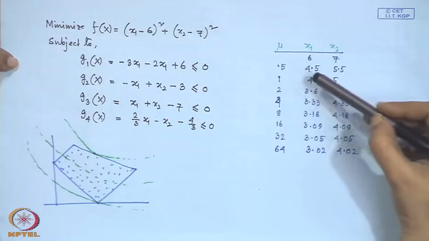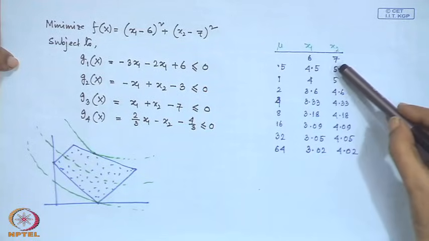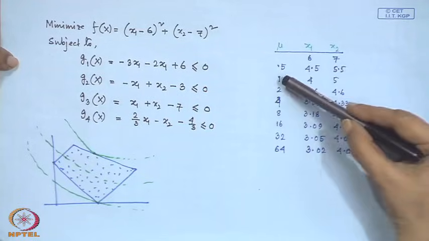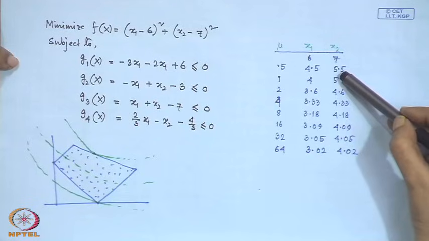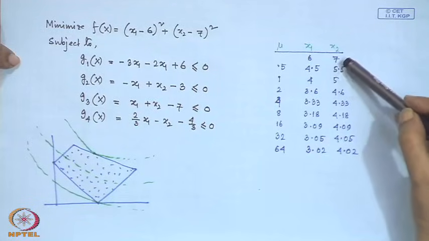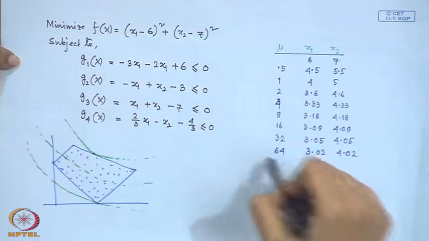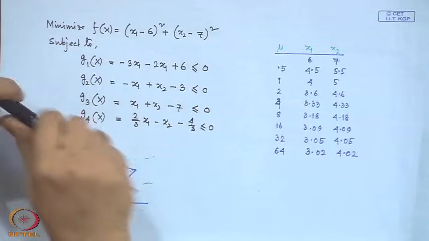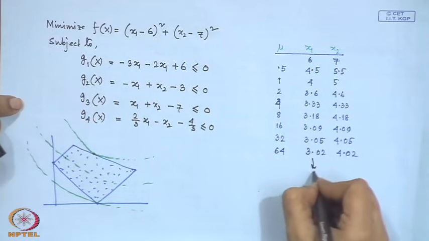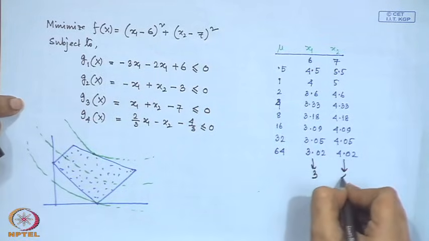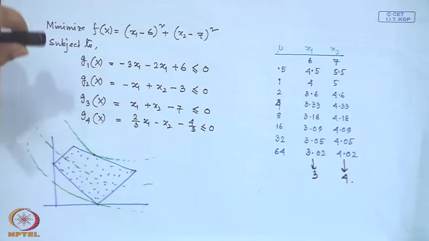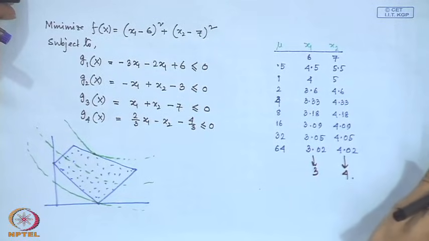Now, if we consider mu equal to 0.5, these are the optimal solutions; mu equal to 1, this is the optimal solution, (4, 5); and if mu is tending to infinity, for bigger mu, you see the value is approaching: x1 is approaching 3 and x2 is approaching 4, and just now we got the same solution with the classical technique.